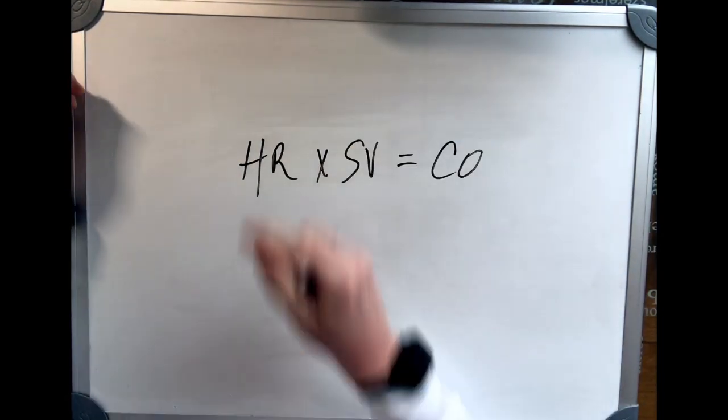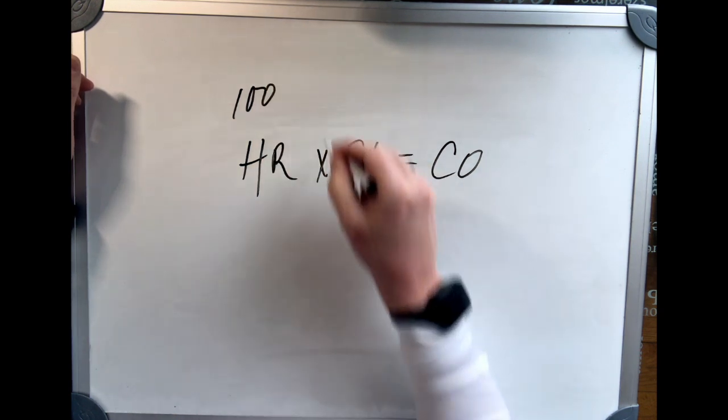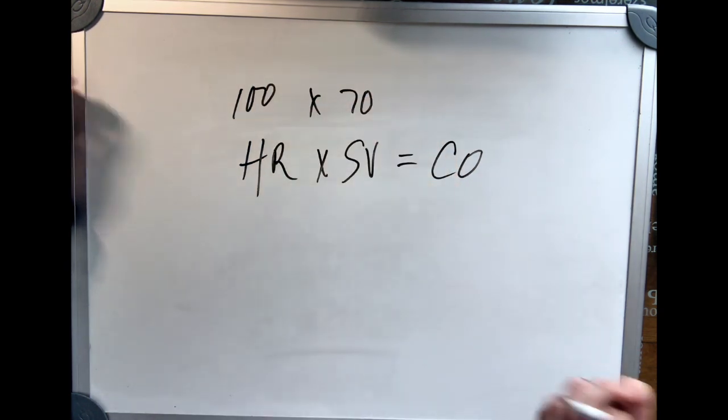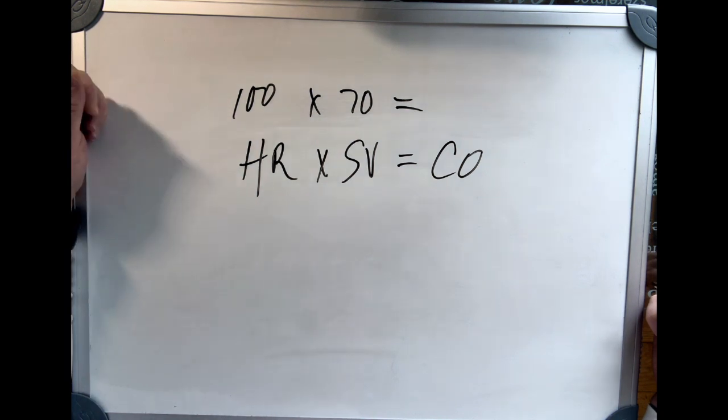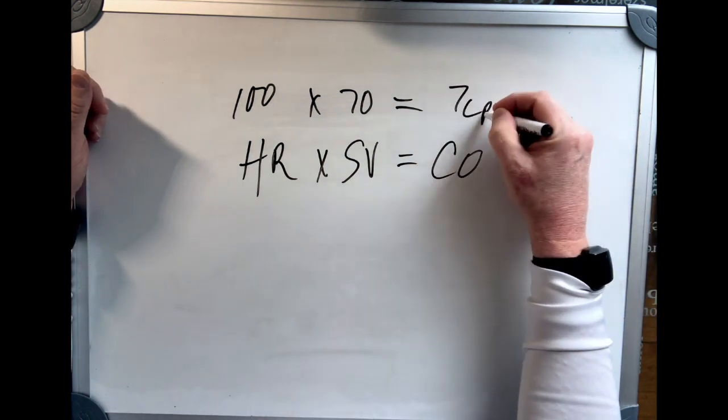You get on the treadmill at the gym and you start running and your heart rate goes up to 100. Your stroke volume stays roughly 70. What happens to your cardiac output? It goes up. You have a higher demand. You need to get oxygen to the tissues. One of the ways that you can do that is you can increase your heart rate. And now you're moving 7 liters per minute.